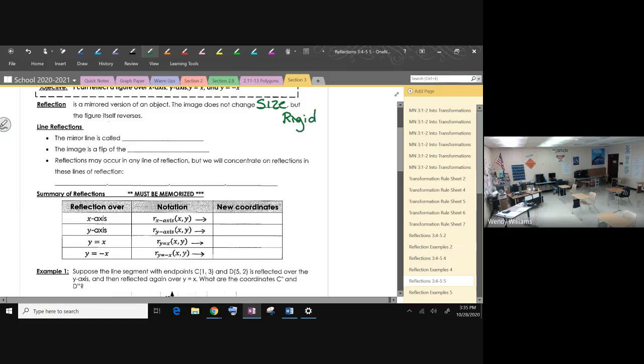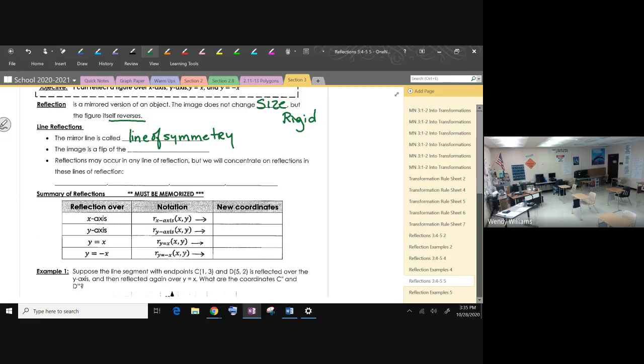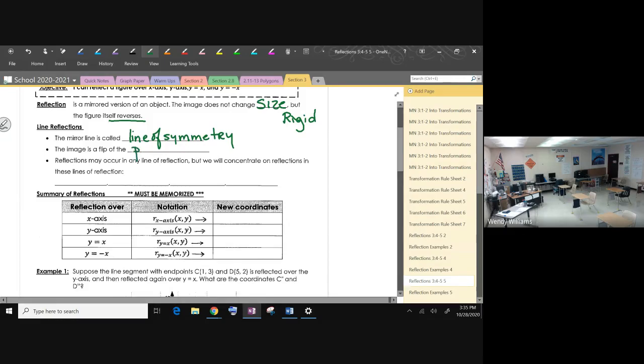The figure reverses itself. That reverse is why all the signs change, okay? The mirror line is called the line of symmetry. And the line of symmetry is very important for graphing certain types of reflections. The image is a flip of the pre-image.